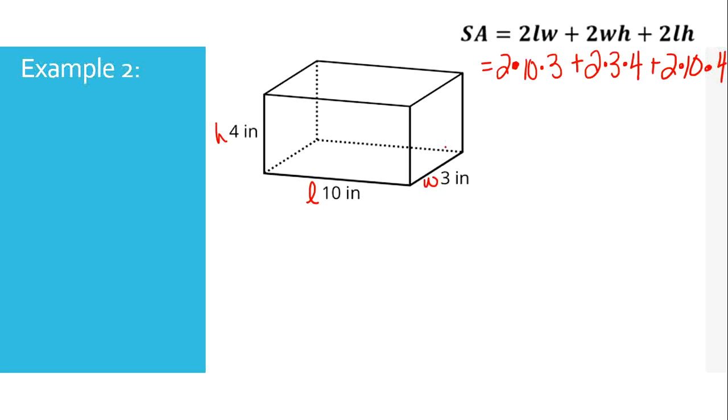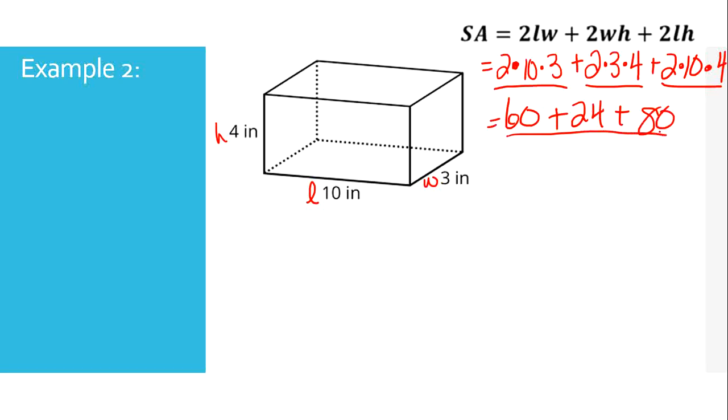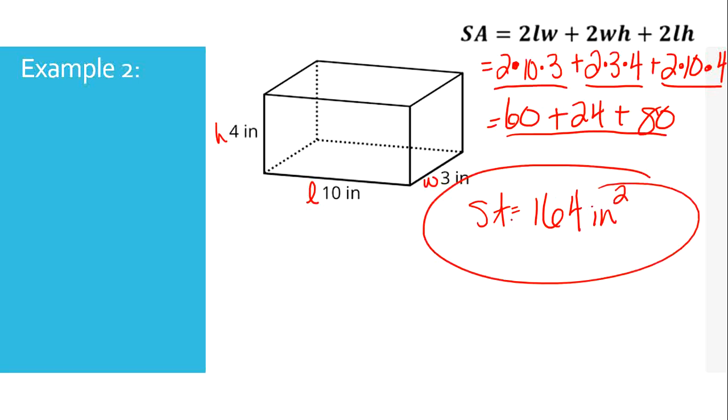So 2 times 3 times 10, that's the first thing I'm going to plug into my calculator, is 2 times 10 times 3, which is 60. Now you're plugging into your calculator 2 times 3 times 4, which is 24, and then 2 times 10 times 4, which is 80. And so now you're going to plug this into your calculator. So 60 plus 24 plus 80. Your final answer for surface area should be 164. Our units is inches squared. So that's my final answer.